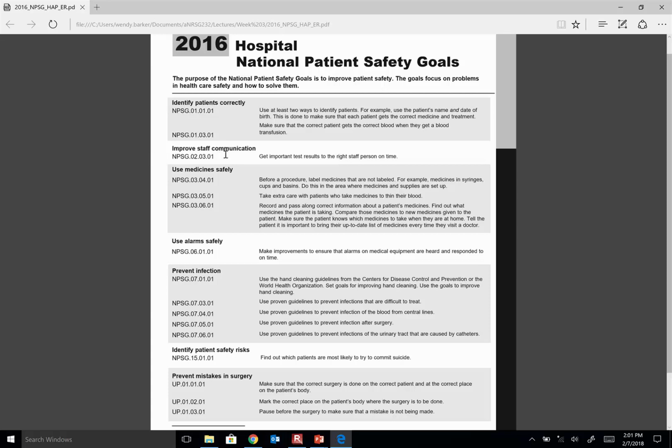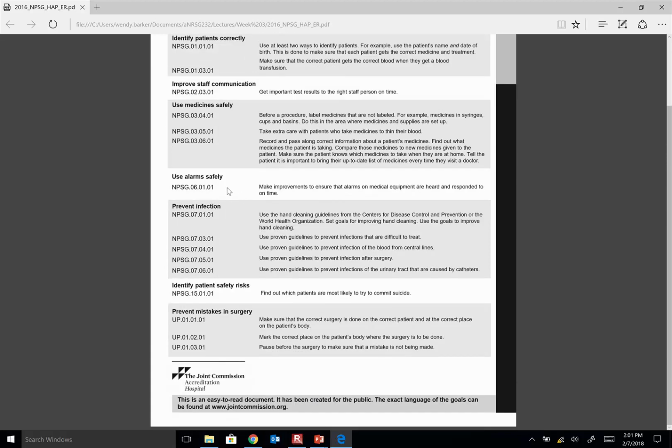Okay. Improve staff communication. So this is our handoff report, where we're giving all the information that we need to give. Using medicine safely. So giving our, how many is it now? 7 rights to medication safety administration. Alarm safety. So this is where the patient is on some sort of monitor, that we set the parameters for the alarms correctly, and we set the alarm volumes correctly, and that therefore we are alerted when the patient hits an alarm state.